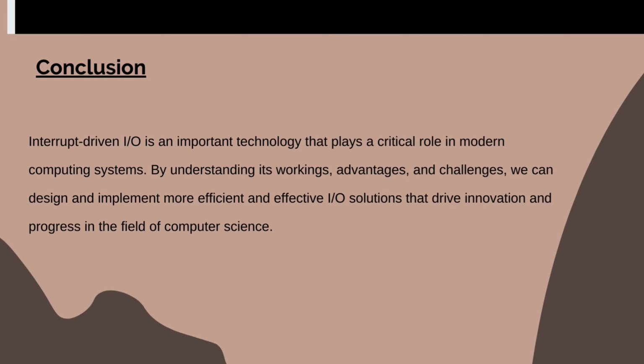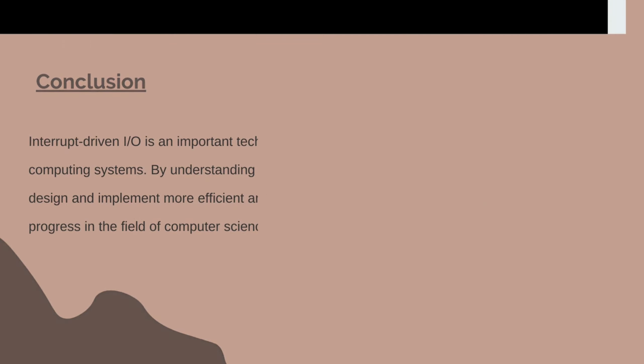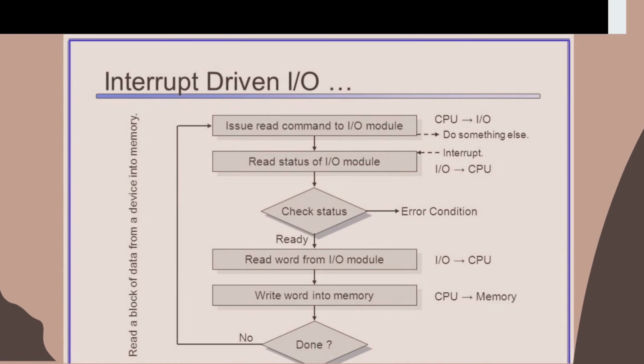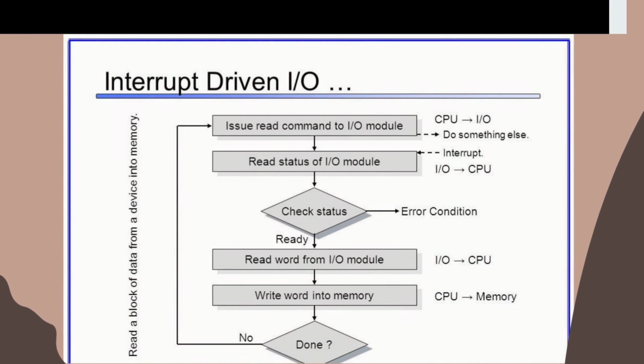Interrupt driven IO is an important technology that plays a critical role in a modern computing system. By understanding its working, advantages and challenges, we can design and implement more efficient and effective IO solutions that drive innovation and progress in the field of computer science. Now, we will see the flow chart about interrupt driven IO which explains the working of it. Before that, there are some basic operations of interrupt.